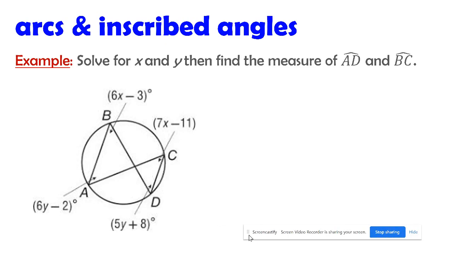Okay, now we're going to bring a little bit of algebra into this. Here we've got quite a bit going on in this diagram, and it asks us to solve for x and y, and then to use that information to find the measure of 2 arcs, arc AD and arc BC. So I'm going to start with x. There's 2 angles here that have an x in them. The first one is up here at point B, and this is going to be angle ABD. This is an inscribed angle, and if you follow it out, it hits the circle at A and at D. So it creates this arc right here, AD.